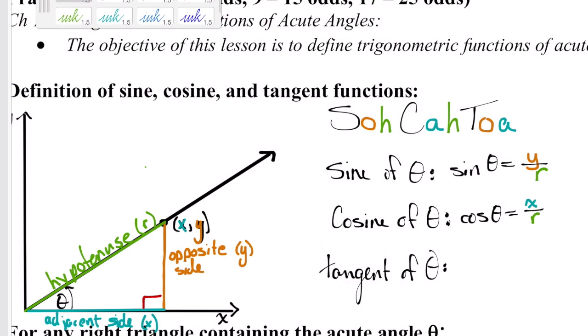Anyway, tangent we like to abbreviate as tan. Sometimes you see some mathematicians making jokes about tan lines, and that's going to be our opposite over adjacent, so our y over our x value. And so these are the parts of that triangle that we're talking about, the lengths that we're talking about whenever we're asking for the sine, cosine, tangent of whatever that angle theta is.